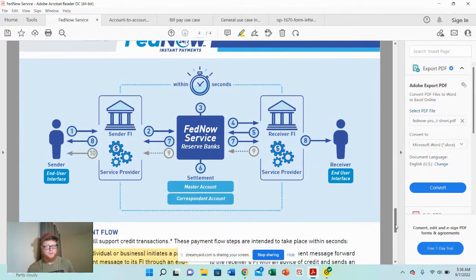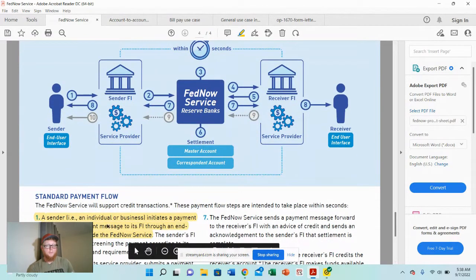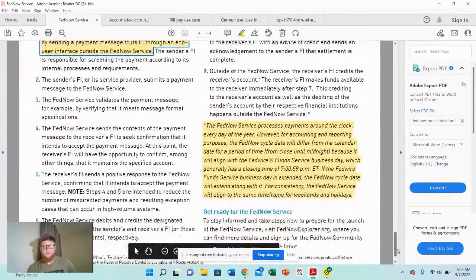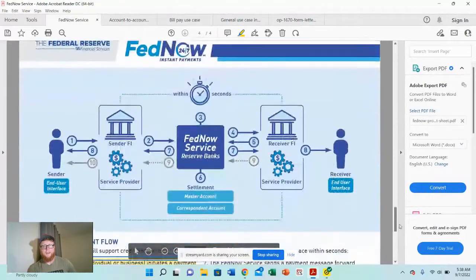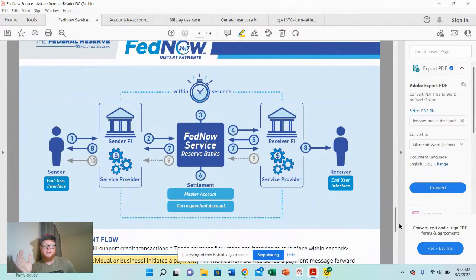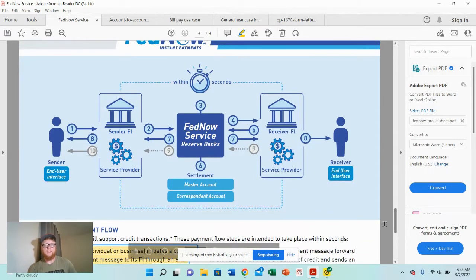I even think they explicitly state they initiate a payment by sending a payment message to its financial institution through an end user interface outside the FedNow service. And so they explicitly say outside, right? I'm really going to try to find more in depth papers because I wasn't able to find an explicit explanation of how the master accounts are working. So I'm really trying to get more into that, right?